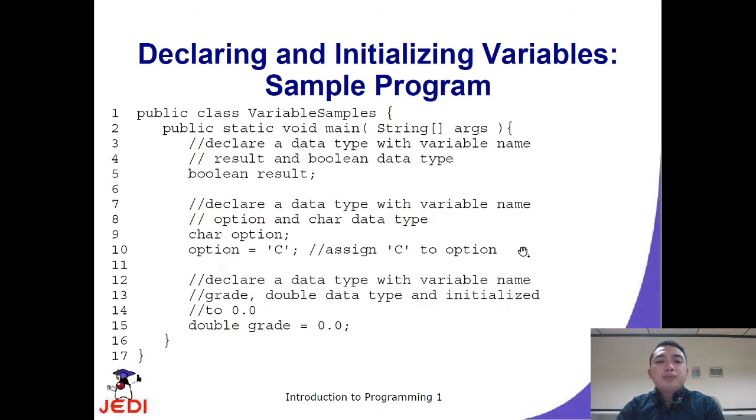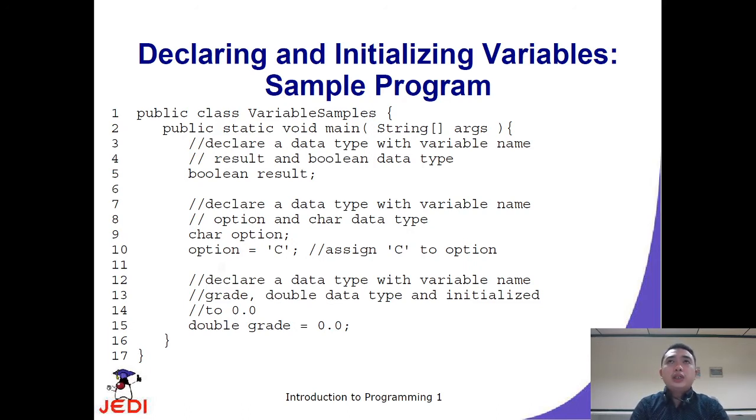So this is a sample program of declaring variables. Public static void main, and this is how you declare. Boolean result: declare a data type with a variable name. Then the char data type: char option, and option equals C. Declare a data type with the variable name grade of double type and initialize to 0.0: double grade is equal to 0.0. So that's how you declare and initialize variables.